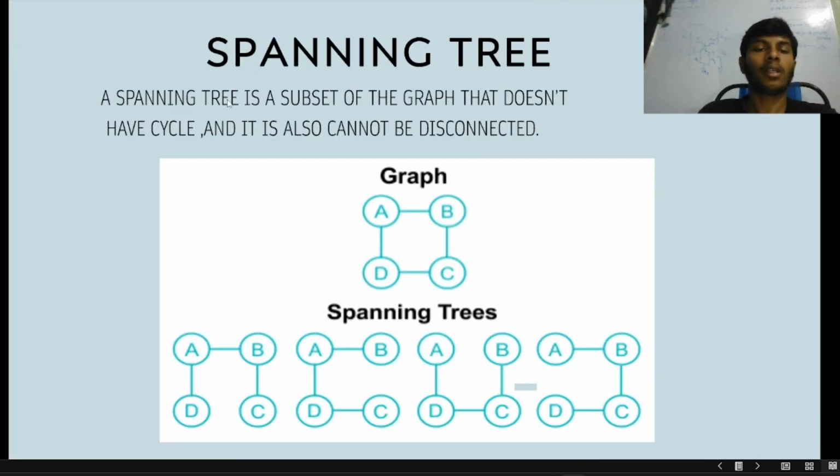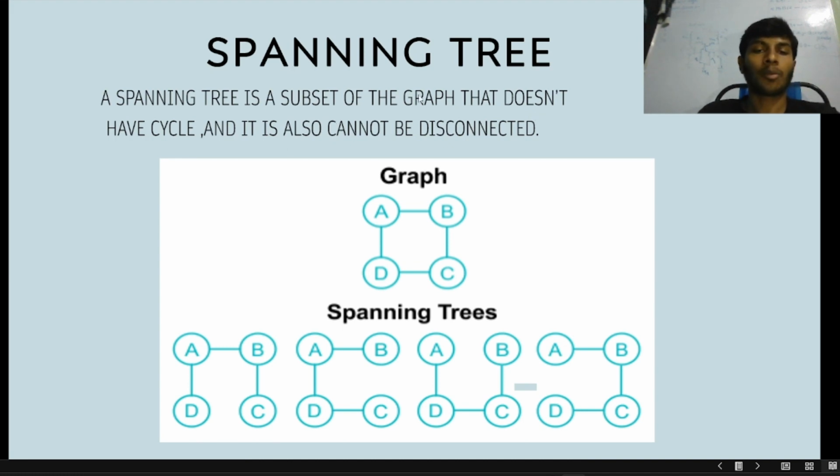As we understand what the terms graph, subgraph and connected graph mean, let's see in detail what a spanning tree is. A spanning tree is a subset of the graph that doesn't have a cycle, and it also cannot be disconnected.